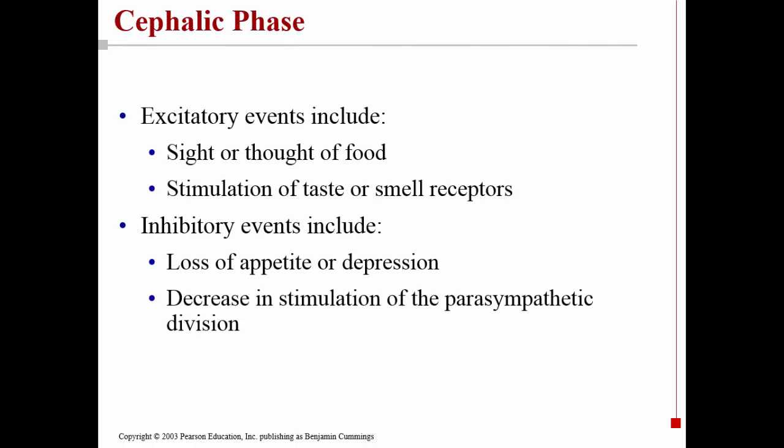So the cephalic phase triggers the release of gastrin when something happens in your head. And excitatory events, which can trigger the release of gastrin, include the sight of food. So seeing food can trigger the release of gastrin. Or even thinking about food, or tasting food, or smelling food. All of these things can cause a reflex to occur that ends up with the release of gastrin in your stomach. Because the stomach is getting ready for the food it thinks is coming by releasing acid, and the stomach muscles start contracting.